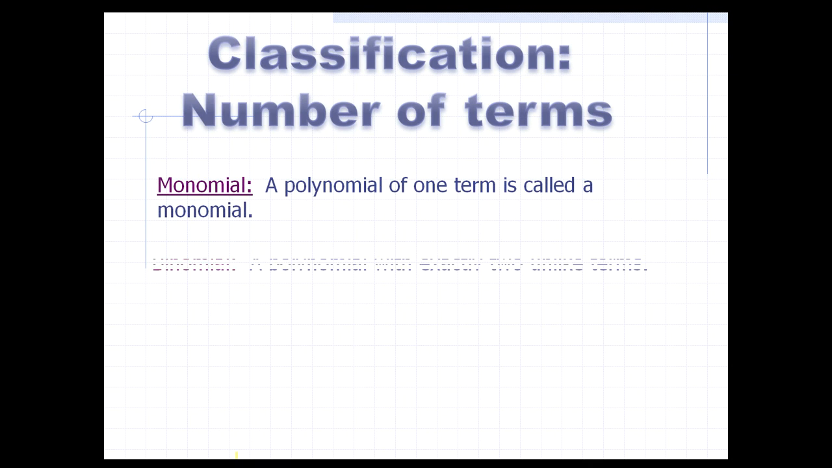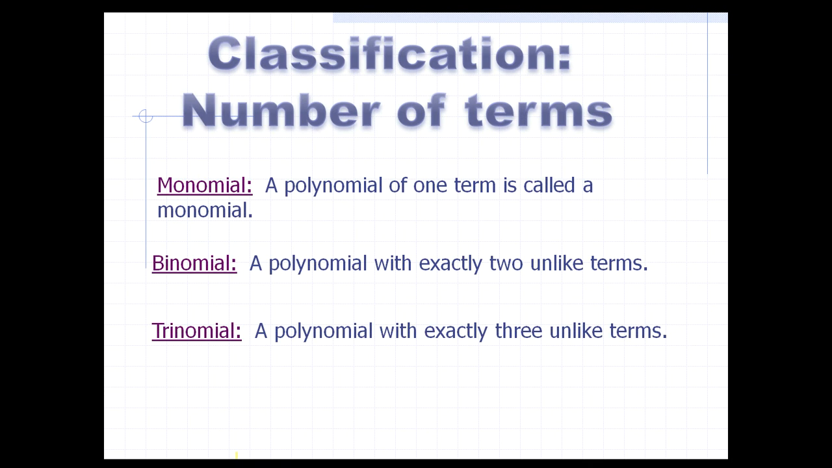Classification of polynomials on the basis of number of terms. Monomial, binomial, and trinomial. Mono is a prefix representing 1. So it's a polynomial of one term. Bi is a prefix representing 2, so it's a polynomial with exactly 2 unlike terms. Tri is a prefix used to represent 3, so it is a polynomial with exactly 3 unlike terms.